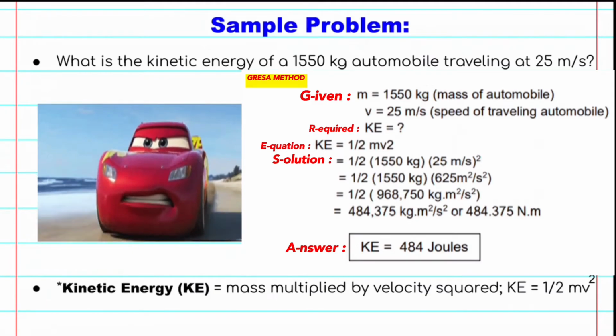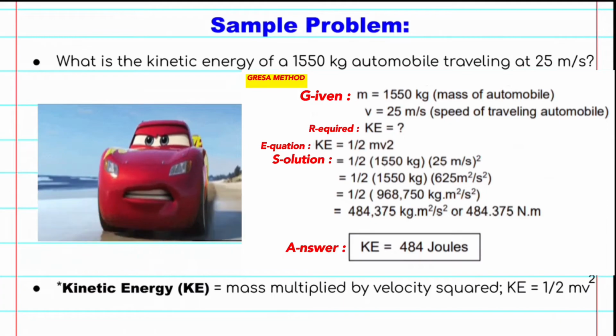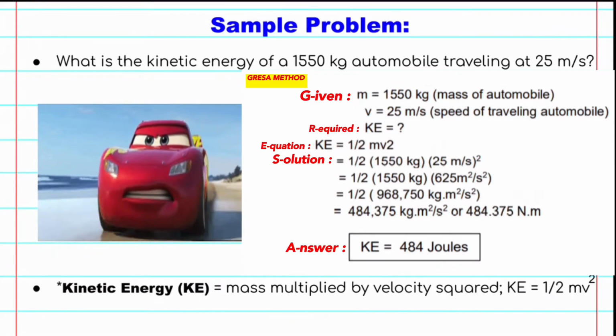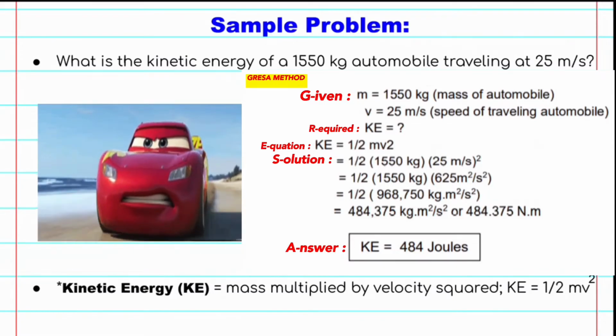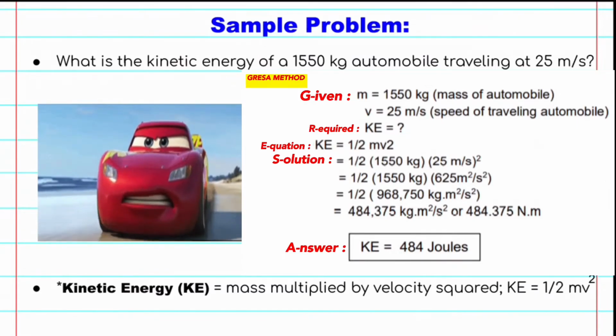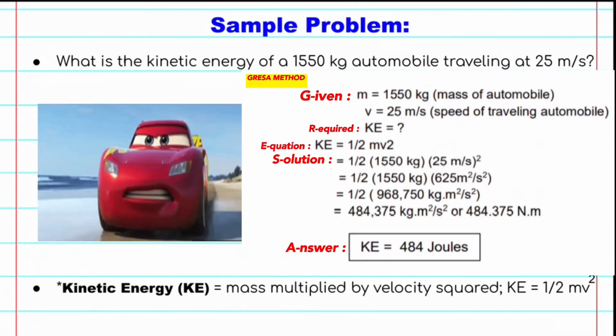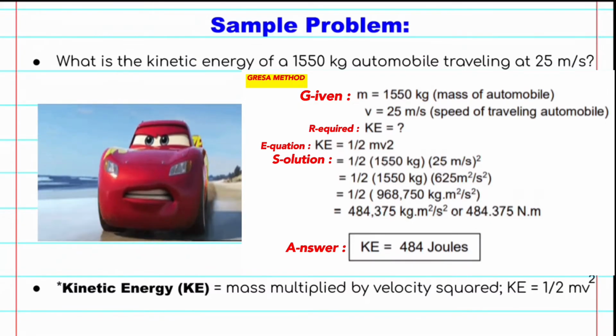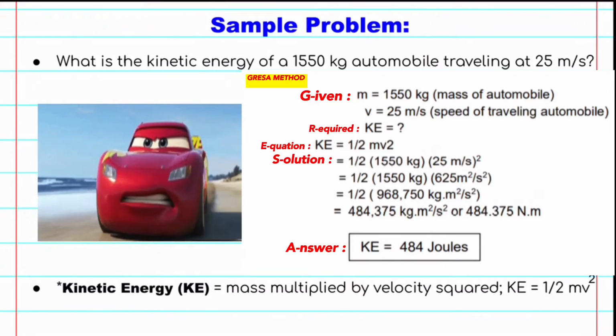And using the GRESA method, we have R, which is required or unknown, which is here we are looking for kinetic energy. E in the GRESA method stands for equation or formula, so KE = 1/2 mv². S is for solution, so let's plug in the values. Then A stands for answer, wherein kinetic energy is equal to 484 joules.